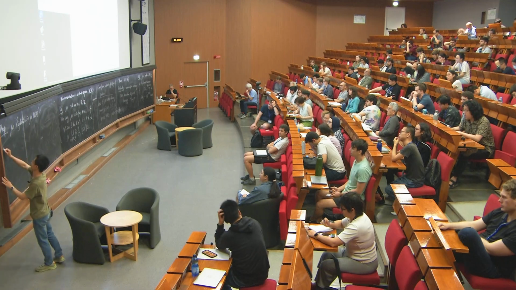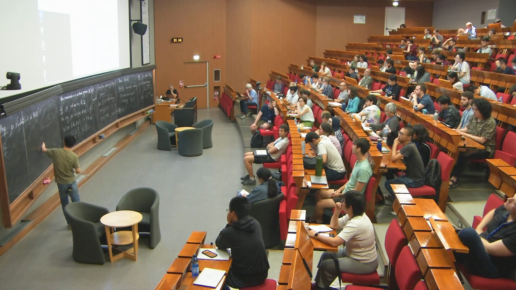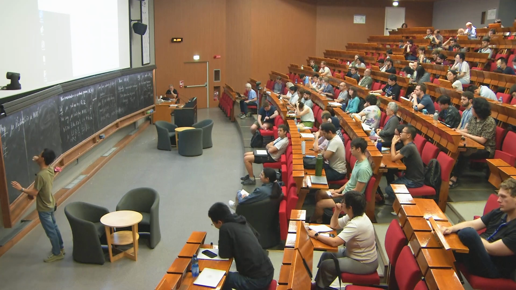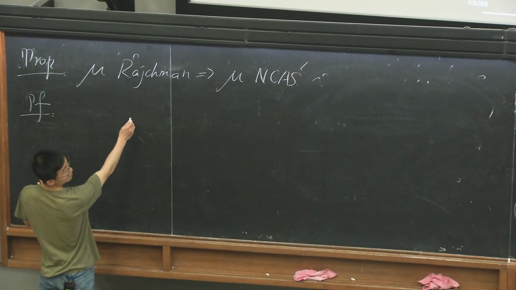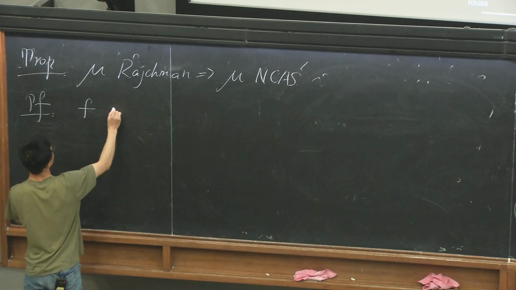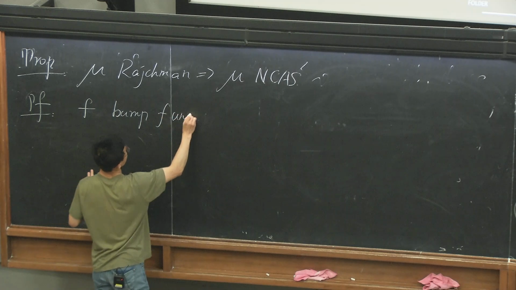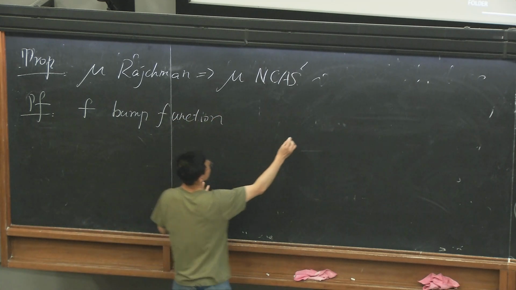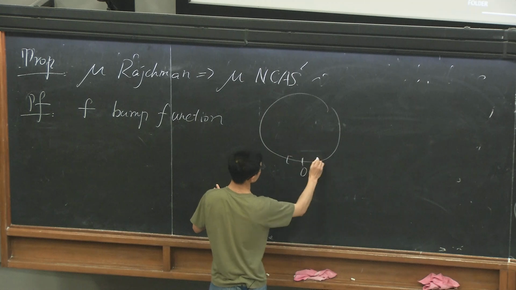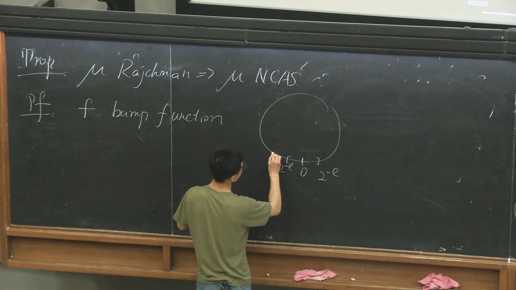So let me give the proof. It's like some exercise of harmonic analysis. First, we will take a bump function. F is a bump function. It's like this: you have the circle and you have a 0. Then you look at the interval of size 2 power minus L, and here minus 2 power minus L.